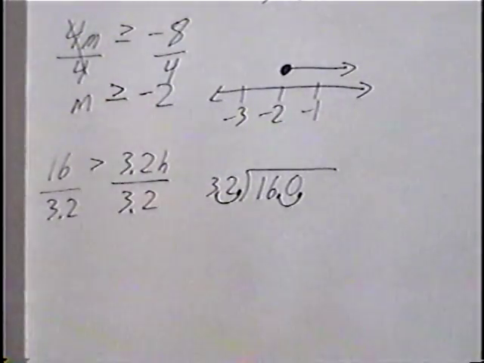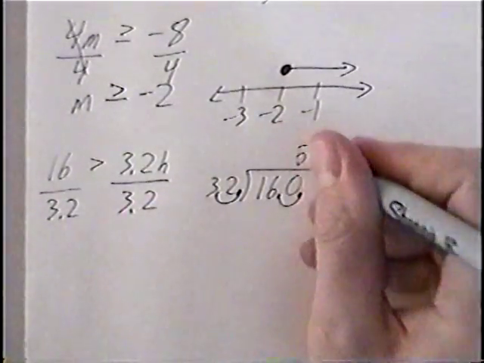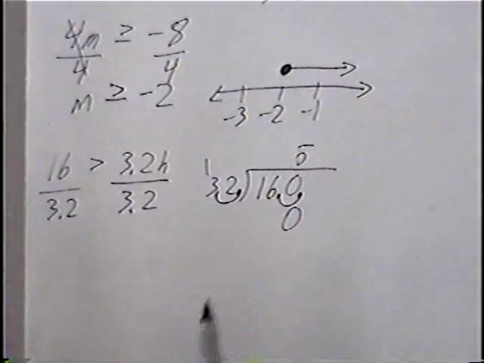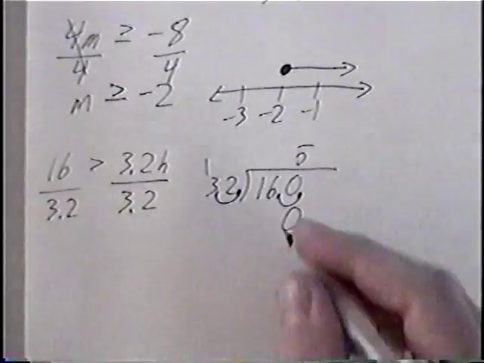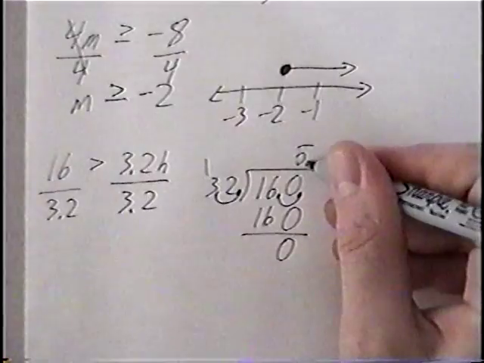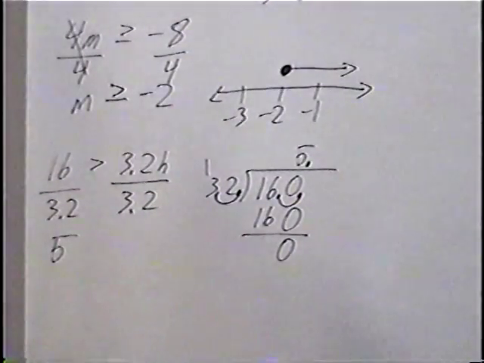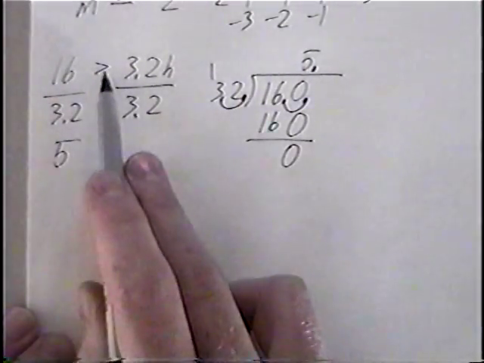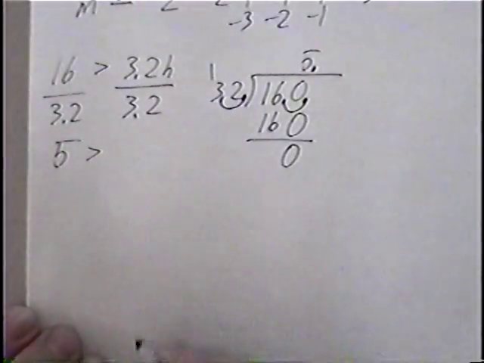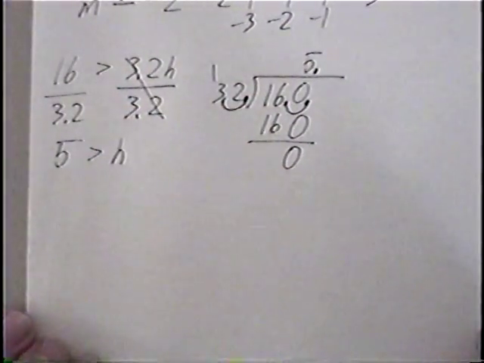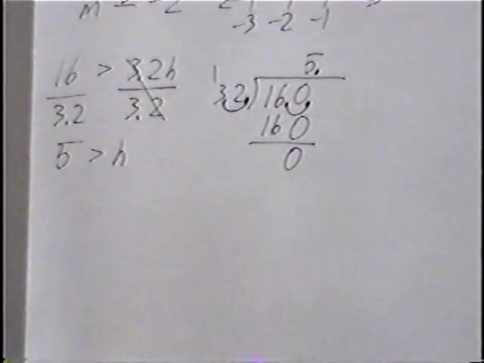Now we have 32 into 160. And that would go 5 times. 5 times 2 would be 10. Carry the 1. 5 times 3 is 15. Plus 1 more would be 16. Decimal would come straight up, so we just have 5. We divided by a positive number. Dividing by a positive does not flip the inequality. 3.2's cancel, and h comes down. So we have 5 is greater than h.